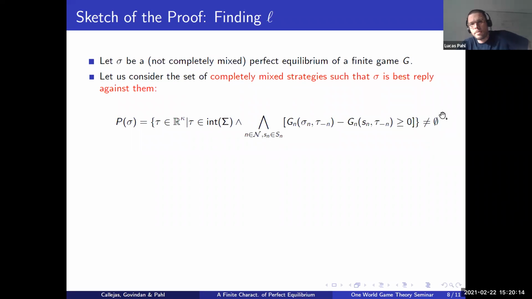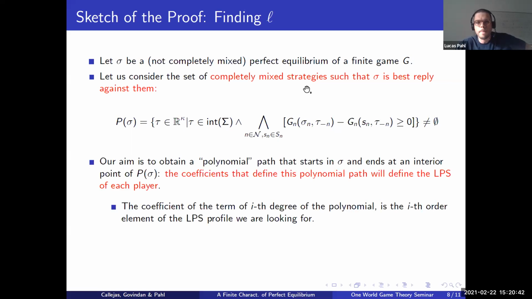And this set is non-empty, of course, because we're assuming that sigma is perfect. So there is a completely mixed sequence that is converging to sigma, okay? And to go back to the question of Andrea, the L and K here are linked to the fact that this set here is actually affine. Okay, so when you have two players, these polynomials here become linear functions essentially, and these sets become affine.